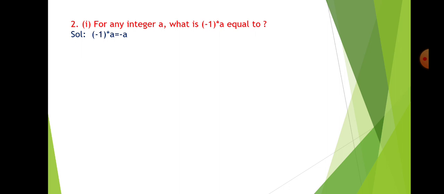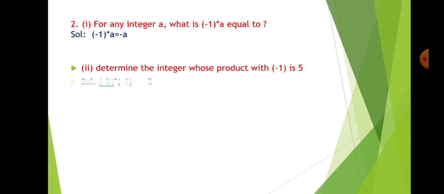Multiply these two, we are getting the answer. It is very simple. Minus 1 into a, 1 a is a, 1 has minus, so the answer is also minus a. Determine the integer whose product with minus 1 is 5. To get 5, which number should be multiplied with minus 1? Obviously in the 5 table we are getting 5 1s are 5. So take 5, but the answer is positive, so take a negative integer. Minus into minus becomes plus. So minus 5 into minus 1 is equal to 5.